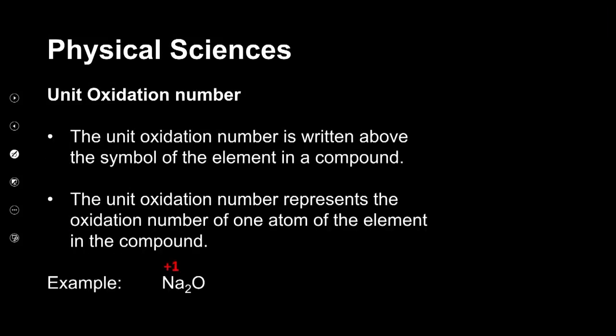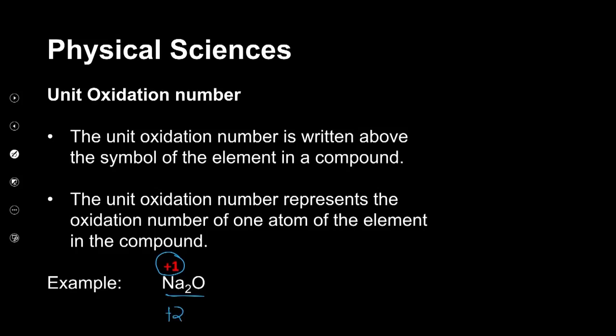Okay, so if we talk about the unit oxidation number, it is written above the symbol of an element of a compound. Now, if for argument's sake we look at the unit oxidation number of sodium, sodium is in group 1, so its unit oxidation number is +1. But because in this compound of sodium oxide there are 2 sodium atoms, the total oxidation number for this element is +2. Okay, hope it makes sense.